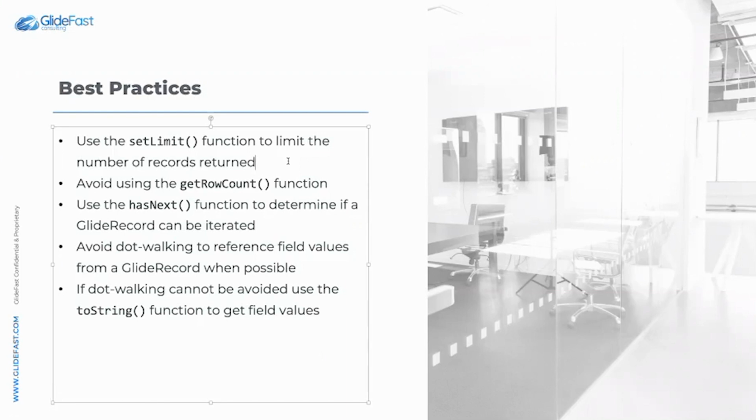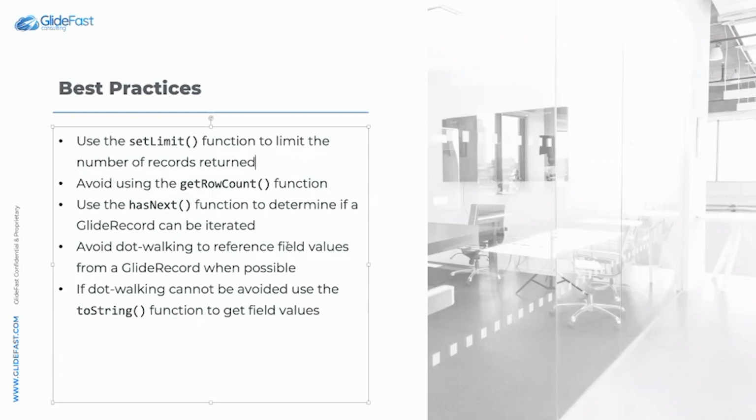If you do actually need the row count of what's being returned, then you use GlideAggregate, which is not covered in this because that would be a whole other presentation. GlideAggregate is specific to counting or providing averages and maxes and things like that from tables rather than retrieving actual rows. So it's much more performant when you're counting rows or records.